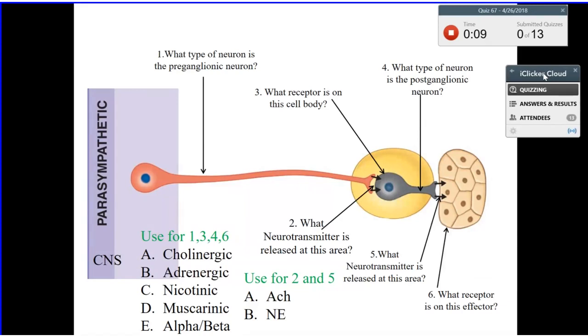Make sure you read those directions. They're going to help guide you. What system is this picture showing us? That's going to help y'all out a lot. Is this parasympathetic or sympathetic? Parasympathetic. That's going to make the difference in your answers.